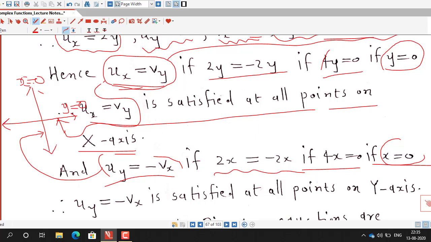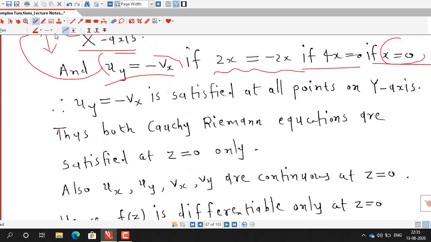So the common point at which both equations are satisfied is 0 only, or origin. So we can say that both Cauchy-Riemann equations are satisfied at z equal to 0 only. That means function is not differentiable at every non-zero point, because CR equations are not satisfied at every non-zero point. So if z is non-zero, function is not differentiable.